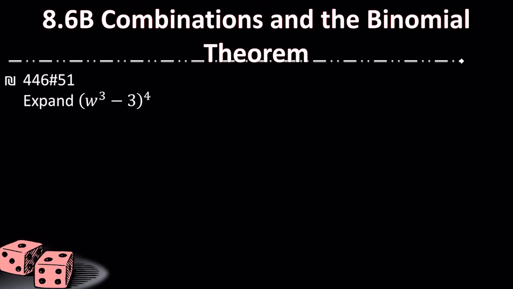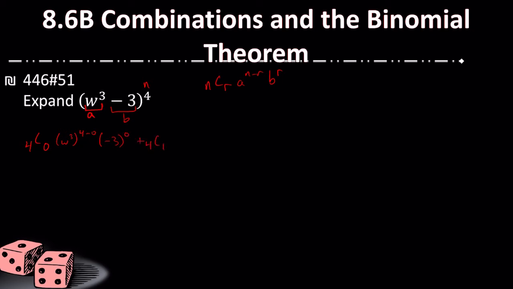All right, let's do another one. Let's do number 51. All right, so the w cubed is the a, the negative 3 is the b, the 4 is the n. Remember, it's nCr, a to the n minus r, b to the r. So our n is 4, r starts at 0. A is w cubed, and it's to the n minus r, and b is negative 3 to the r.